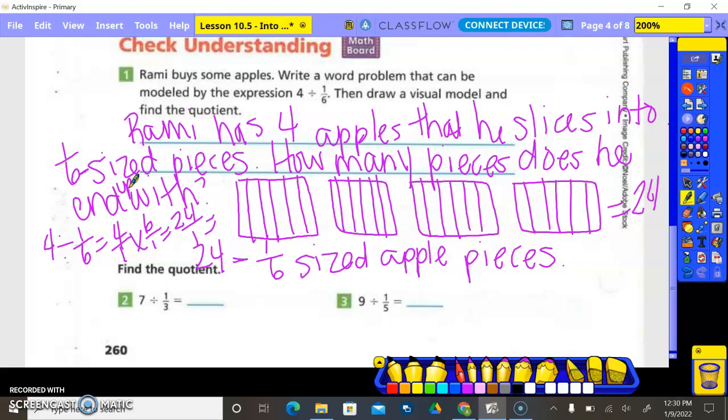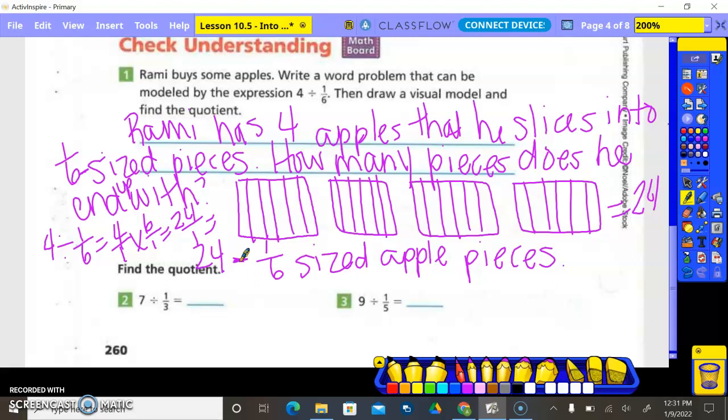So then we came over here and did an equation to check it. So 4 divided by 1/6 equals 4/1 times the reciprocal of 1/6, which is 6/1, which got us 24/1, which then gets us 24. And our answer is 24. And then this line to separate it, 1/6 sized apple pieces. And of course, it's 24 individual 1/6 pieces, not 24 and 1/6.